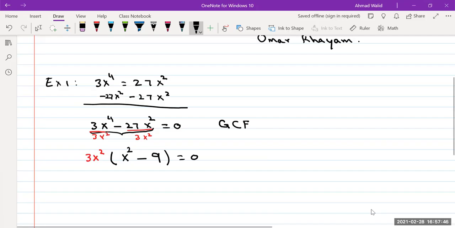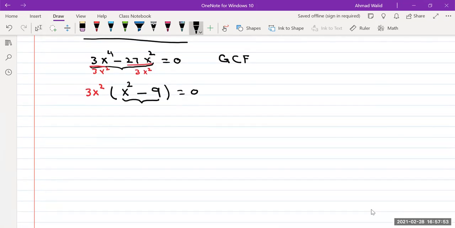Look at here, and look at inside the parentheses. It's the difference of the squares. It means again, I can factor it, right? Then I'll write 3x squared. And how you factor the difference of the squares? You need two parentheses, right? Like this. The square root of the first term in both parentheses, one of the parentheses positive, one of them negative, the square root of 9 is 3 in both parentheses equals 0.